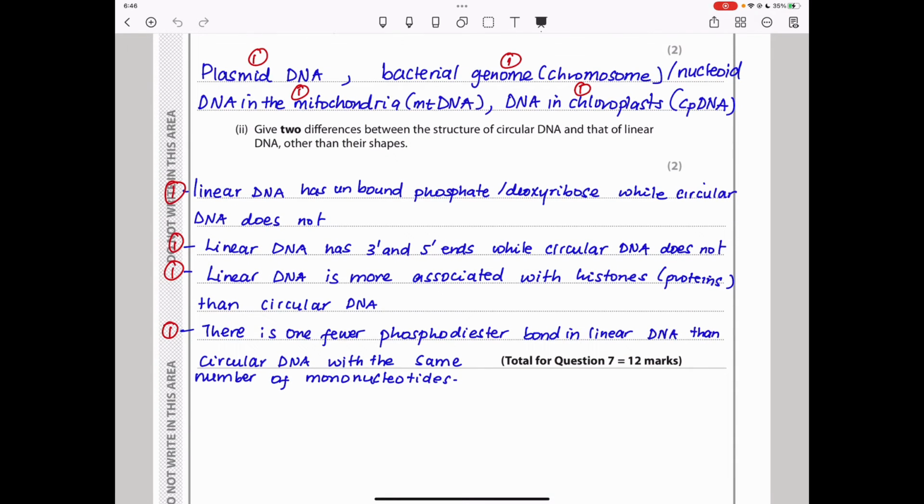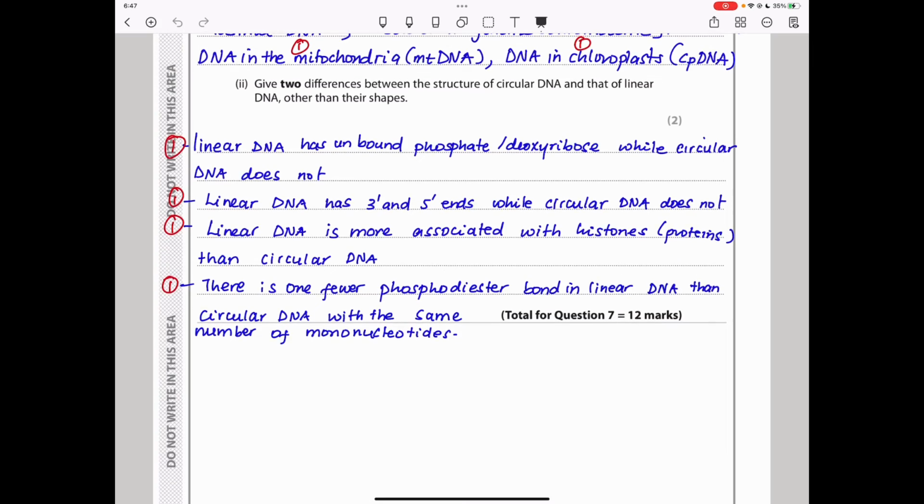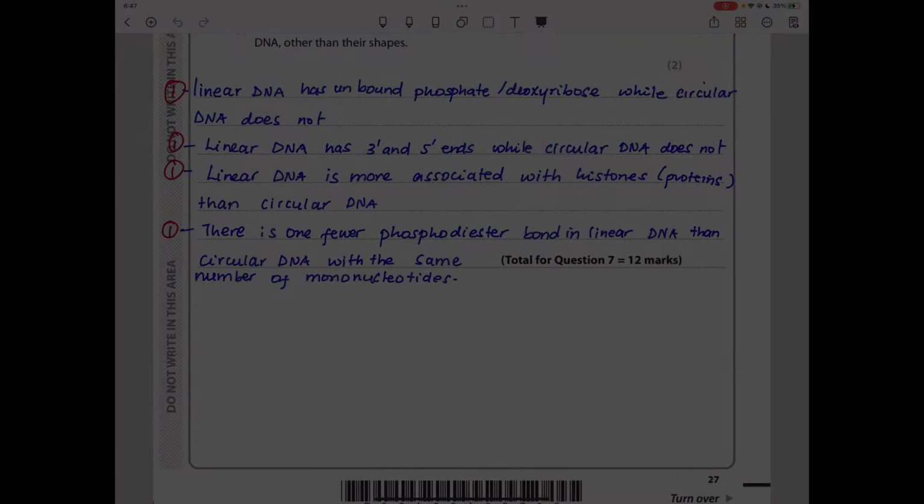There is also one fewer phosphodiester bond in linear DNA than in circular DNA, with the same number of mononucleotides. So if they have the same number of mononucleotides, there is going to be one fewer phosphodiester bond in linear DNA than in the circular DNA. So this brings us to the end of question 7. Let's continue to question 8.